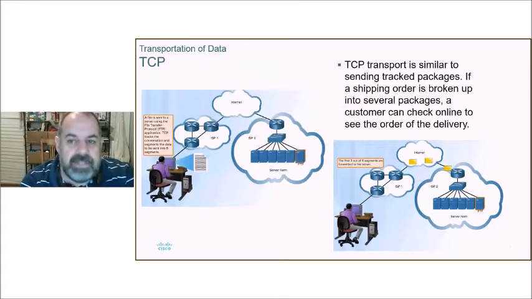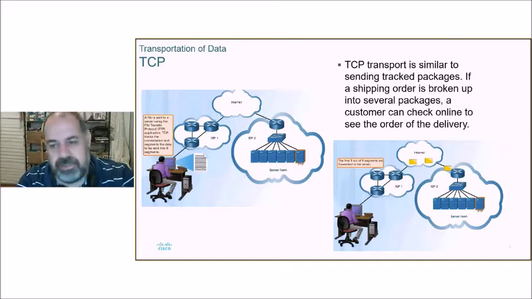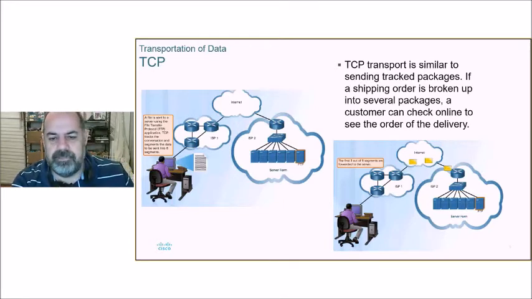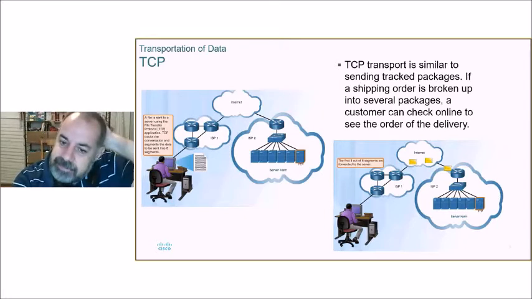With TCP, its transport is similar to sending tracked packages through the mail. If you've got a shipping order that's broken up into several packages, and if you had a push bike and posted it in 10 different packages, it would be a similar kind of thing with tracked mail. And so, as I said, it gives you reliability.